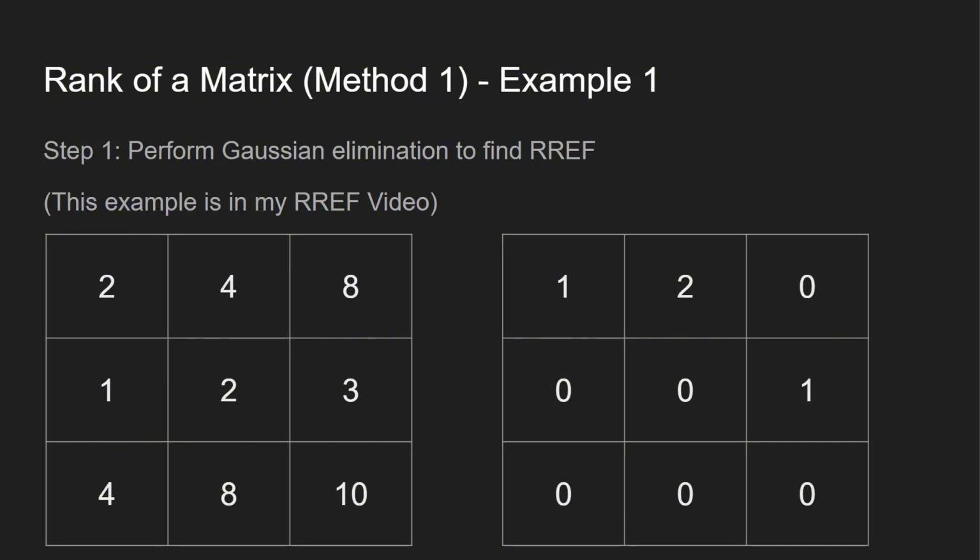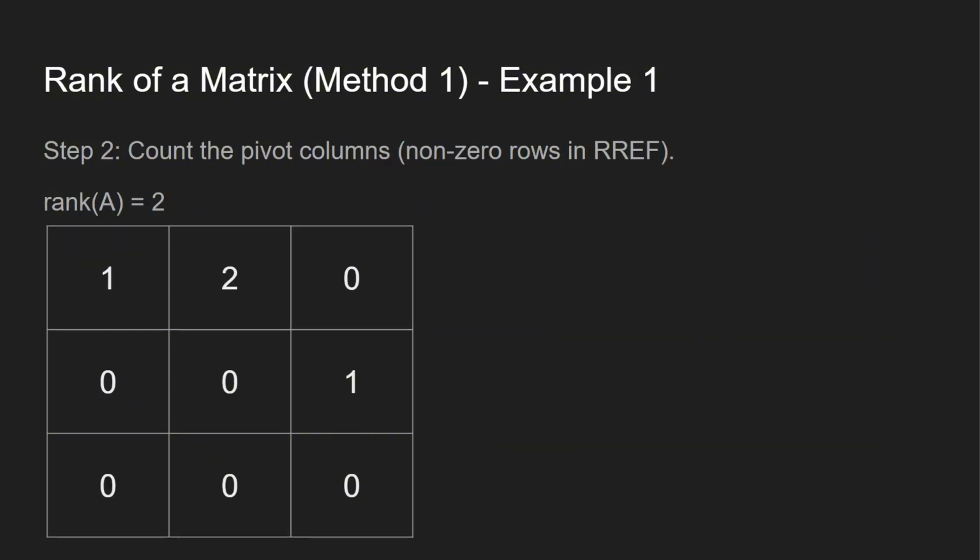So we're going to perform Gaussian elimination to find RREF. We have this matrix to the left: 2, 4, 8, 1, 2, 3, 4, 8, 10. I go through all the steps in my RREF video for this one, but it ends up being 1, 2, 0, 0, 0, 1, 0, 0, 0. Now, what I want to do is count the pivot columns, which is the non-zero rows. So we have 1, 2, 0. That counts as 1. Then we have 0, 0, 1. That also counts as 1. And then we have 0, 0, 0. Well, that's an all 0 row, so that will not count. So our rank is going to be 2.